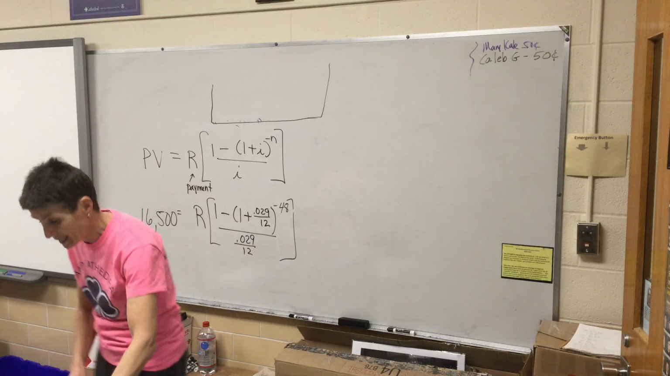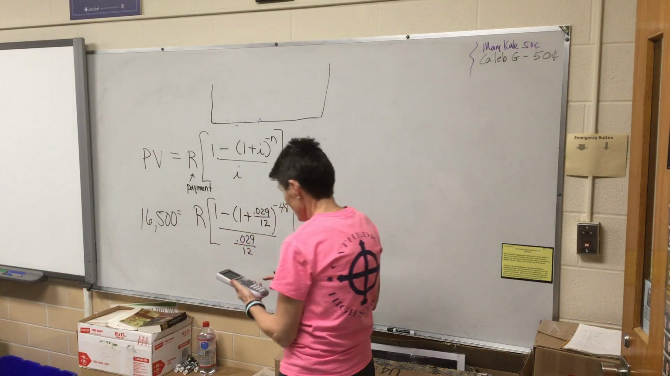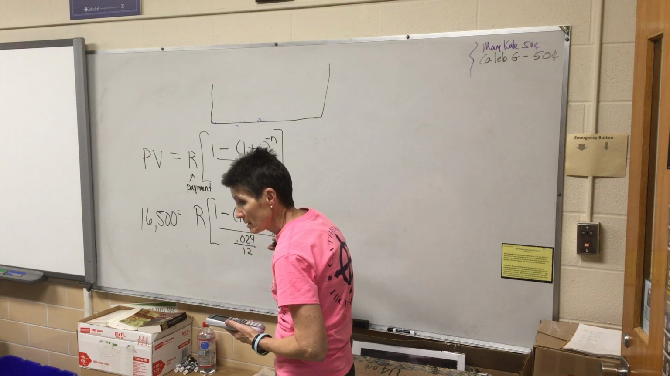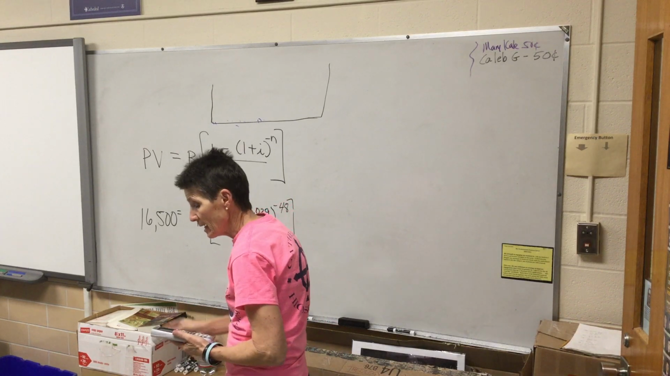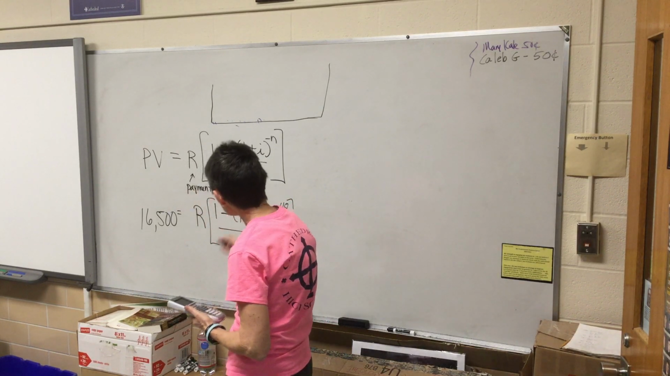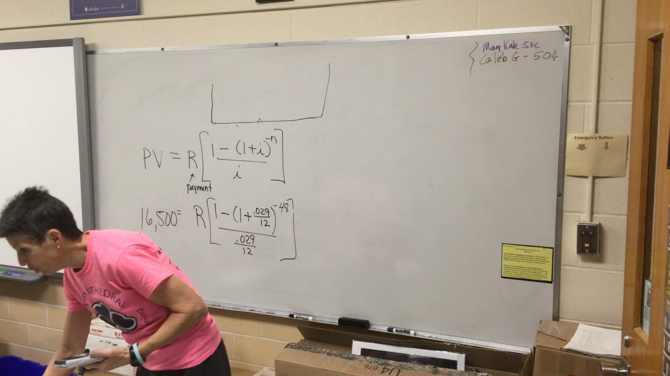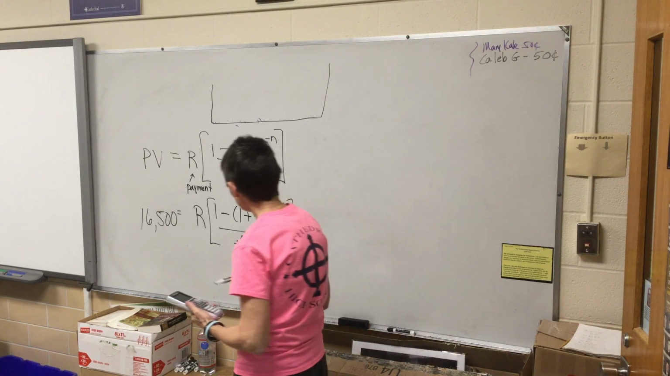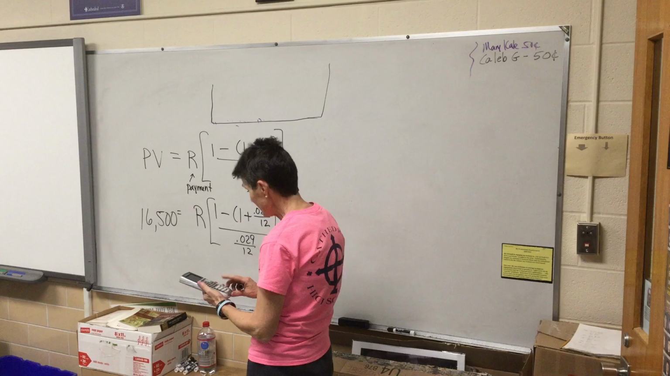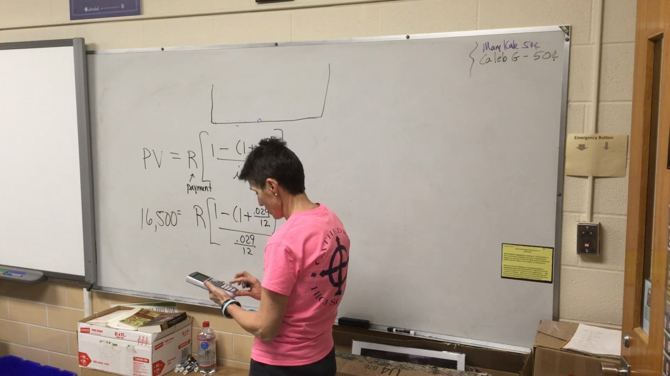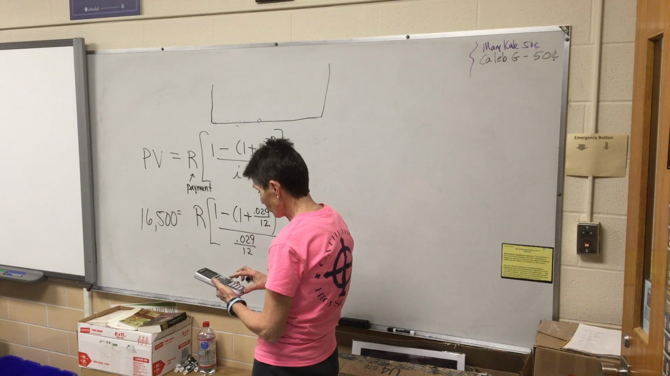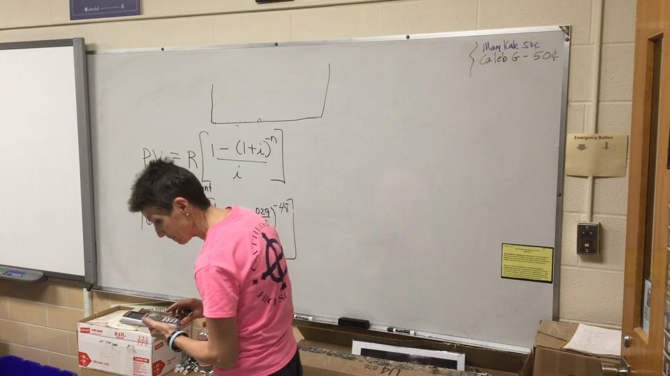So I'm going to type this in on my calculator now. I'm going to type in the numerator exactly the way I wrote it, and I would like you to do the same, okay? So if you have your calculator today, and I hope you do, I need you typing with me. Here we go. 1 minus parentheses 1 plus 0.029 divided by 12, close parentheses, raised to the negative 48th.